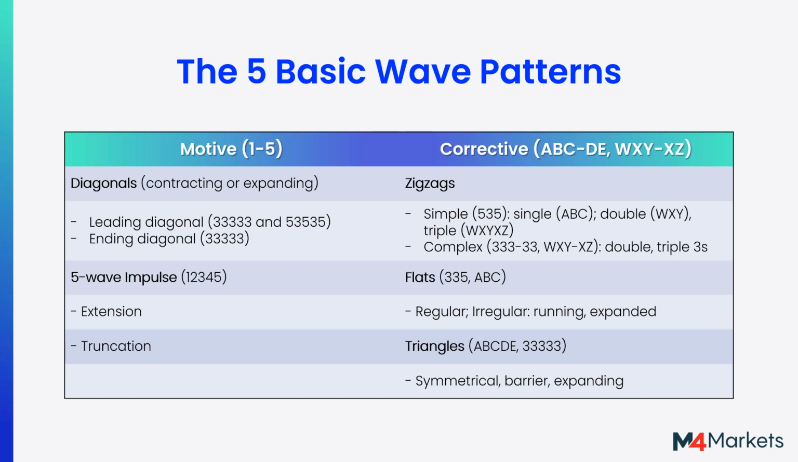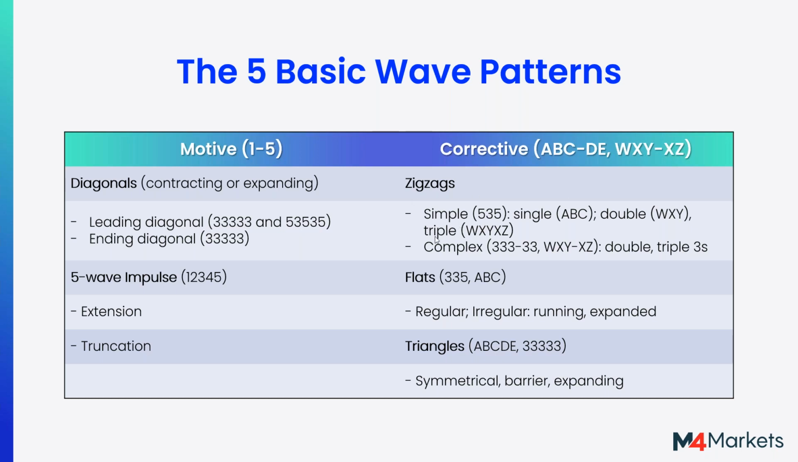And you also have this rarely seen phenomenon of a truncation, where the fifth wave doesn't reach the previous wave 3. When we take the corrective phases, most of them are ABCs, and you also have the W, X, and Ys, which are double zigzags and double threes. Okay, and of course there is the triangle, which is the ABCDE, because it's denoted with an extra 2 letters since it is a 5-wave structure. Okay, and of course then you have the triple zigzag and the triple three. That's why you have 2 extra letters over here.